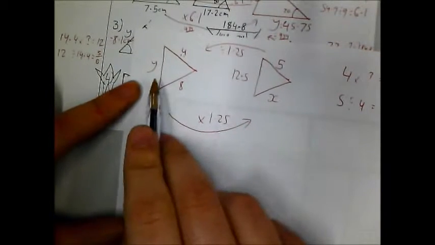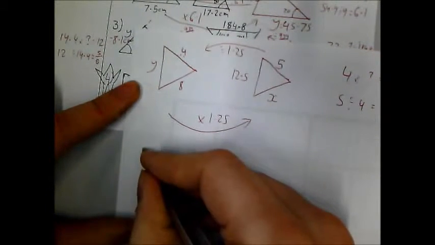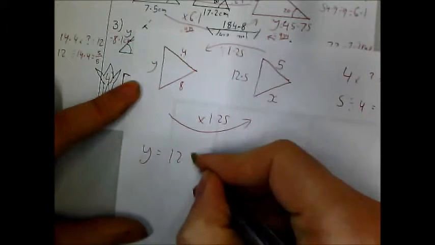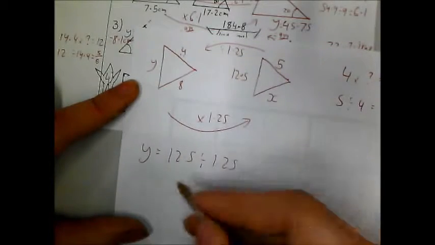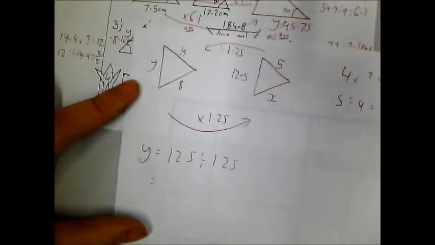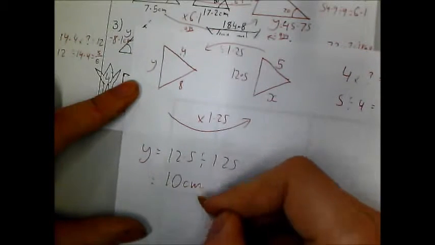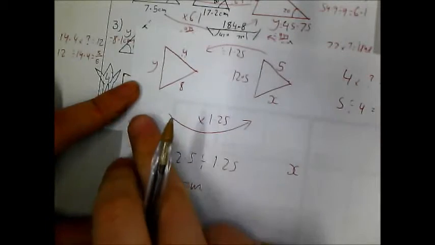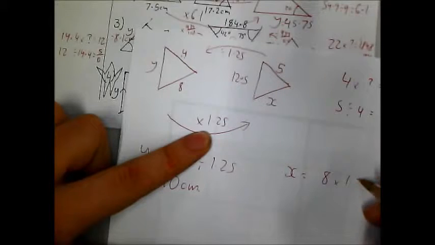So the value of y here is going to be 12.5 divided by 1.25, because I'm going from here through to here. And if I do that on my calculator, that gives me an answer of 10 centimeters. And to get the value of x, I'm going from left to right. So 8 multiplied by 1.25 will give me the value of x. And that gives you an answer also of 10 centimeters.